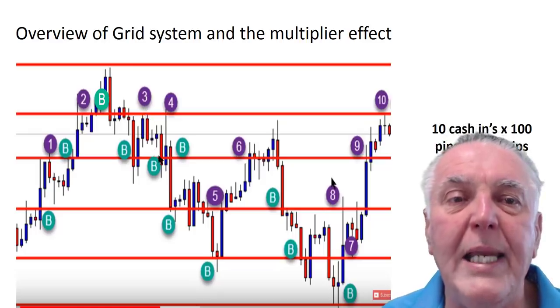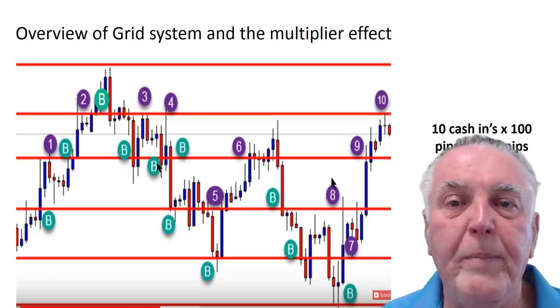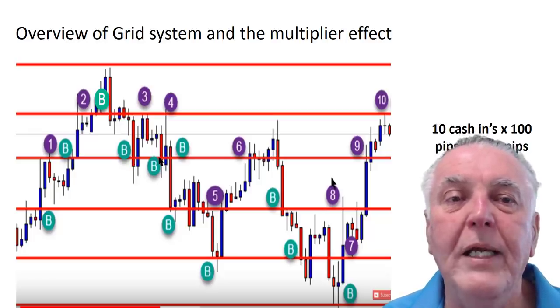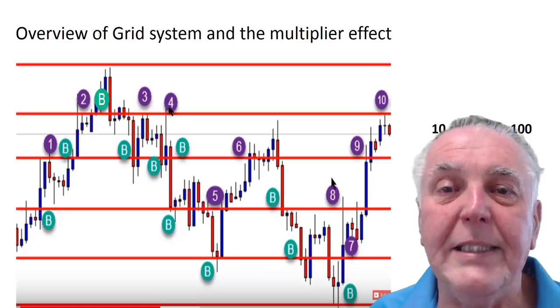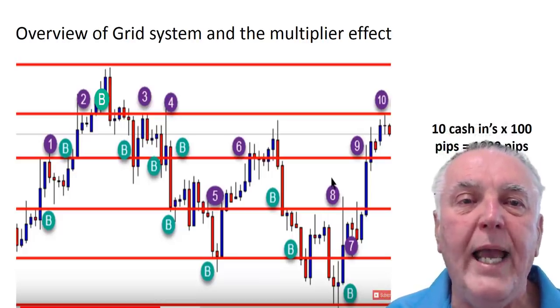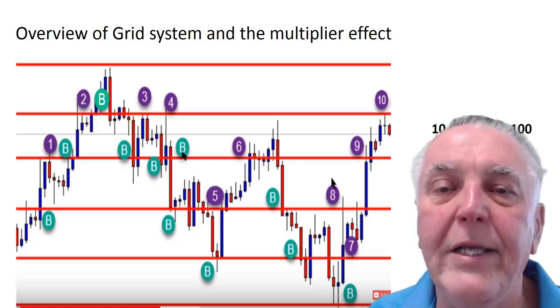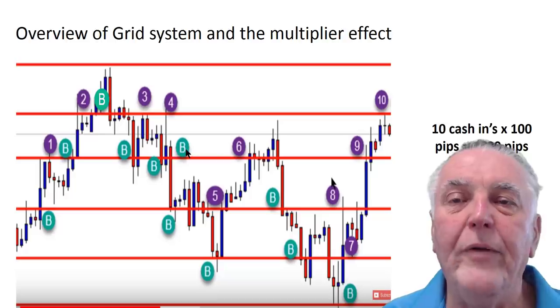So it goes down again, and as it touches the bottom grid line, we open another buy because that buy has been cashed in. So it moves up again, it touches the top level, and we cash in again. Now we've had 4 cash ins, and it goes down to the next level, and we enter another buy because we don't have a buy on that level.